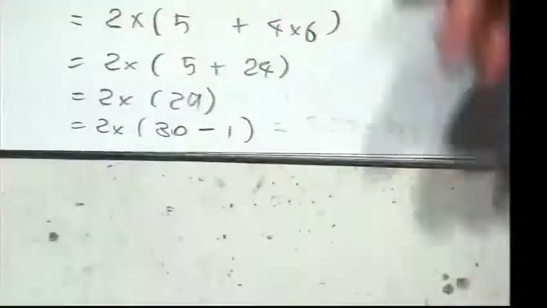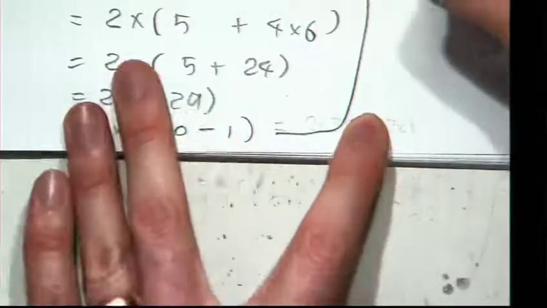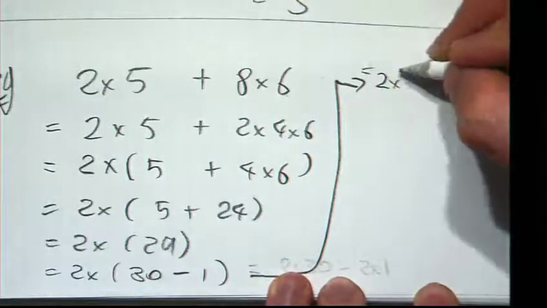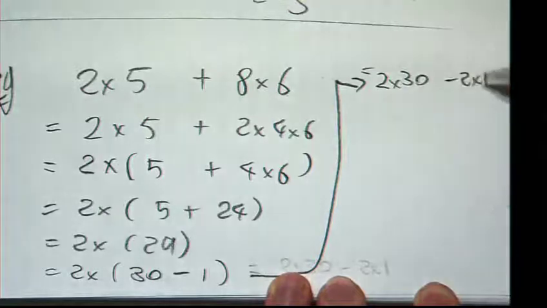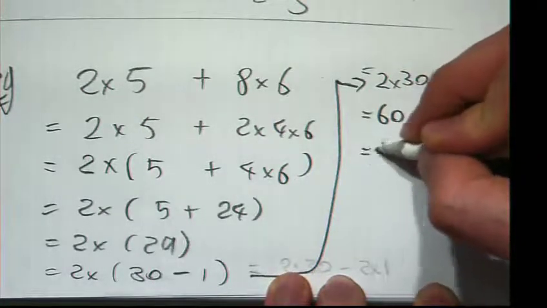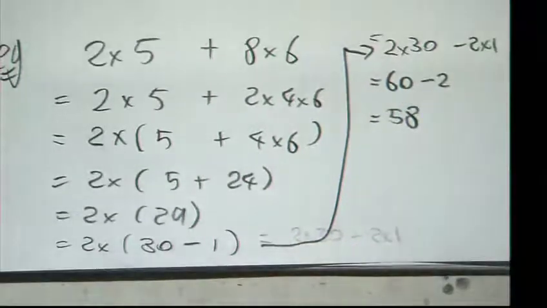Sorry, I'm going to go up to the top of the page here. I don't want to go over to the next page, so I'm just going to put an arrow and go back to here. 2 times 30 is 60, and 2 times 1 is 2. 60 minus 2 is 58. Now, you could say to them, right, surely it would have been quicker to just go 2 times 5 is 10, and 8 times 6 is 48, and 10 plus 48 is 58.